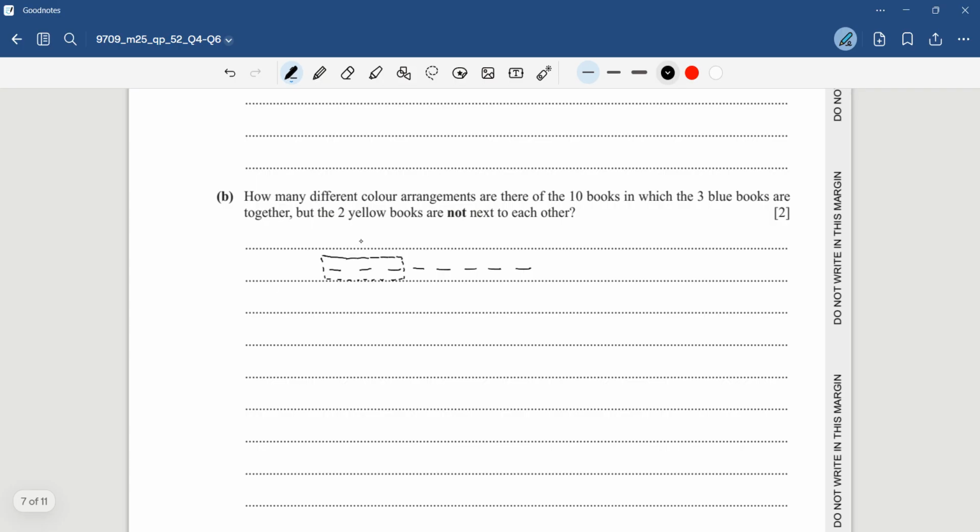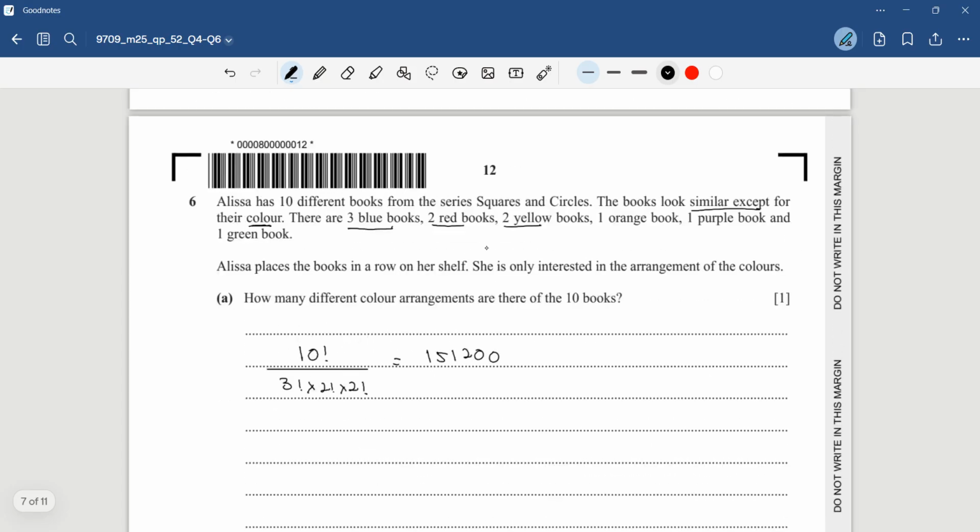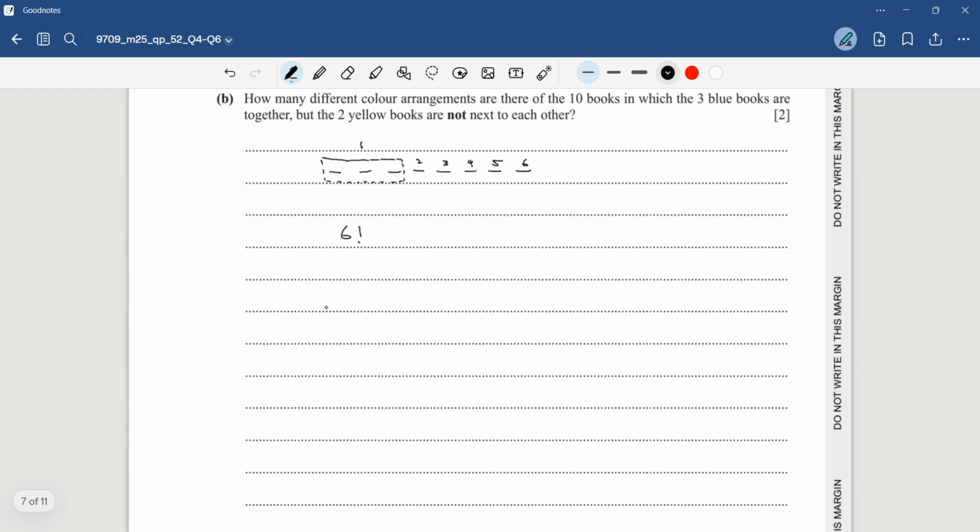So I group the 3 blue books together. Okay. So now I got 1, 2, 3, 4, 5, 6. So 6 factorial. And inside this 6 factorial, there are 2 red books, so divide by 2 factorial, multiply by, so I got 3 places to arrange, so 3 factorial, and all 3 are identical, so I divide with 3 factorial.